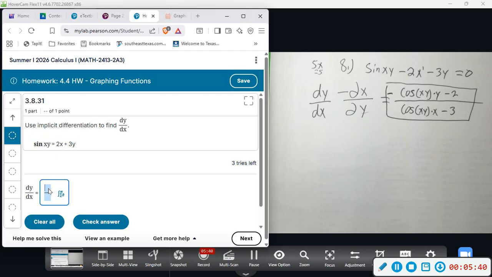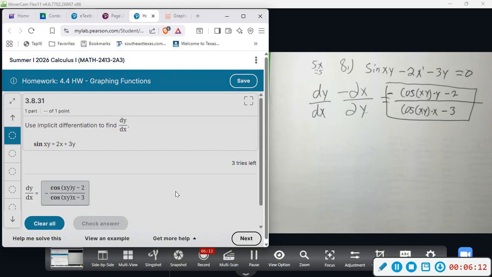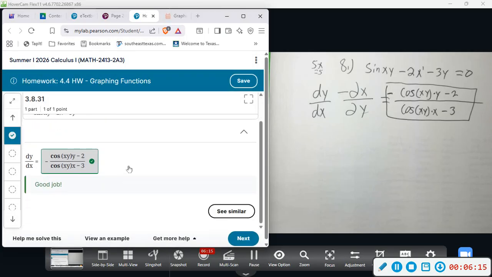All right, so I'm going to say, put the negative out front, and then cosine xy times y minus 2 over cosine xy times x minus 3. That's good.